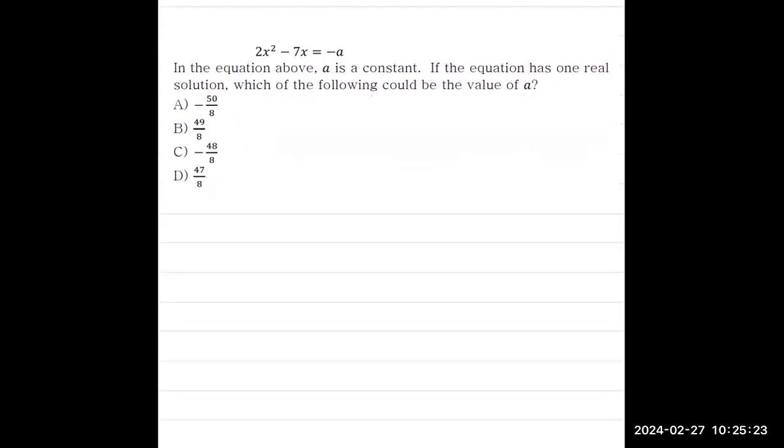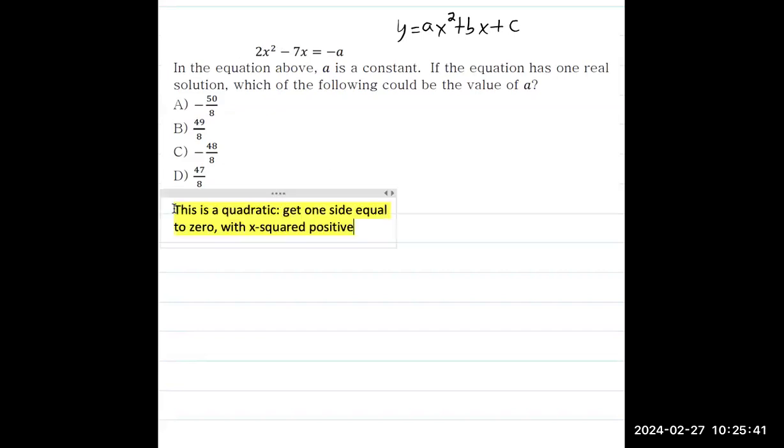In this question, we have a quadratic situation, and a quadratic is any variation of ax squared plus bx plus c. And this is close enough. Now, when you say to yourself, this is a quadratic, that's a reference to the idea that you should get one side equal to 0 with the x squared part being positive. So that's an SAT instinct you want to develop.